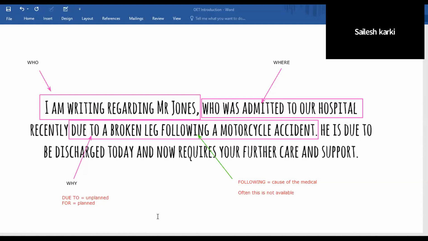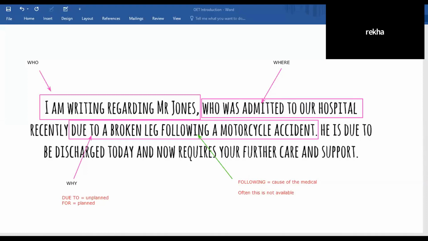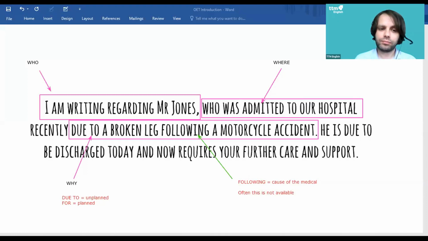What type of letter is this? Let me ask that question to Rekha. Sorry for getting your name wrong. So in this case, what type of letter is it? It is discharge. But let's imagine that it's a different situation. Let's imagine they didn't go into the hospital. Instead, they went into the clinic to see a GP. What would you write here?